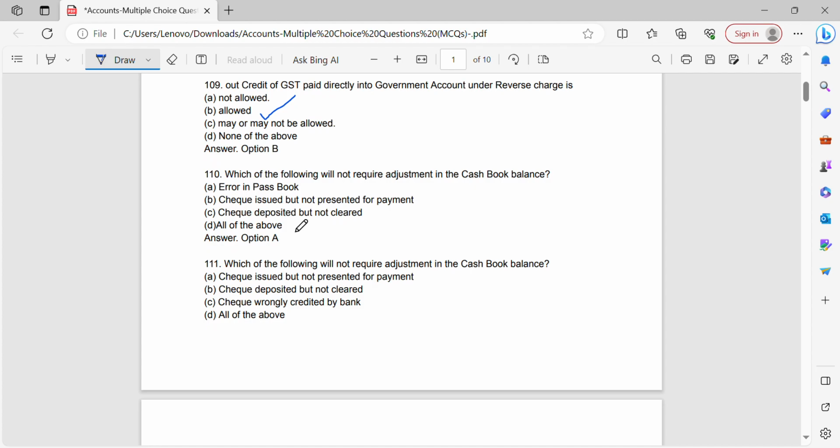Which of the following will not require adjustment in cash book balance? Option A, check issued but not presented for payment. Option B, check deposited but not cleared. Option C is check wrongly credited by bank. Option D is all of the above. The answer is option A.